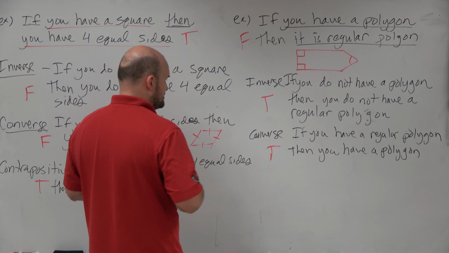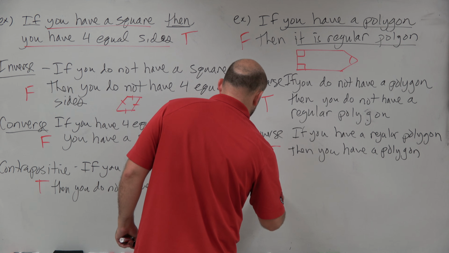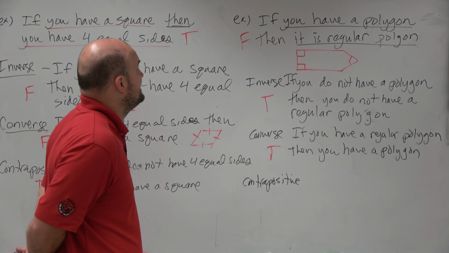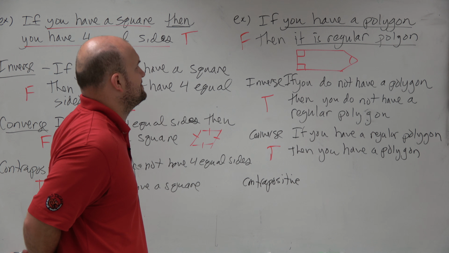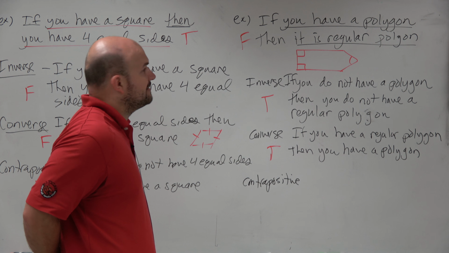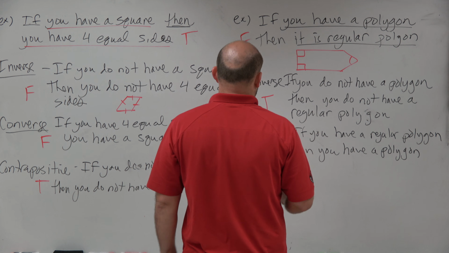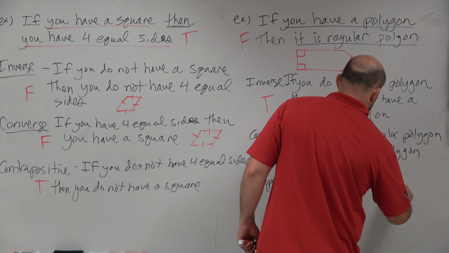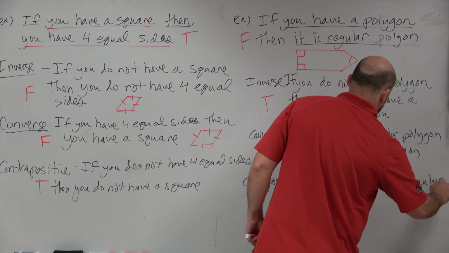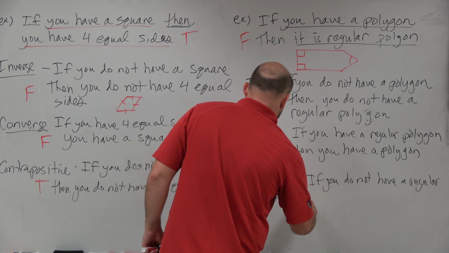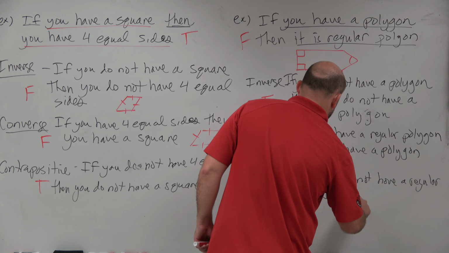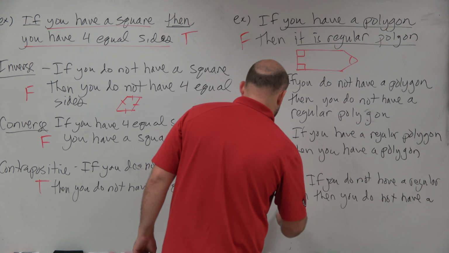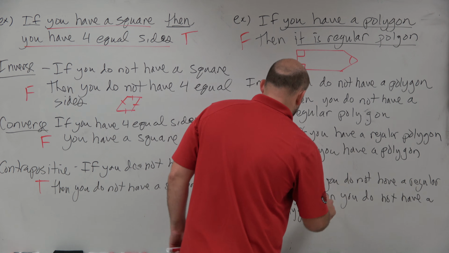And then last but not least, let's do the contrapositive. So the contrapositive is going to be the opposite of the conclusion, then the opposite of the hypothesis. So if you do not have a regular polygon, then you do not have a polygon. Well, we know that is going to be false.